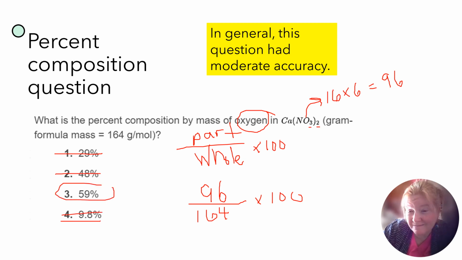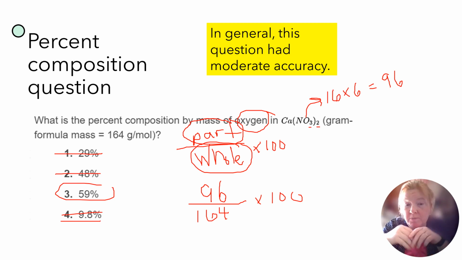There it is, okay? Regardless what you're gonna do, no matter if it's the same substance or not, you need gram formula mass as the whole, and then the part, you need the mass of that specific element or that part that you're being asked about, okay? Hope that helped a little bit.